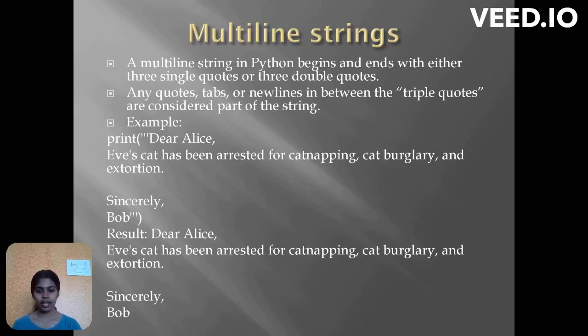Here the multi-line string used here is: Dear Alice, Eve's cat has been arrested for catnapping, cat burglary, and extortion. Sincerely, Bob. Here in this multi-line string, quotes, tab spaces, or new lines are used. These are printed same as it is as shown here. Because this is a multi-line string, these quotes, tab spaces are also considered as a part of the string, so it is printed as it is.